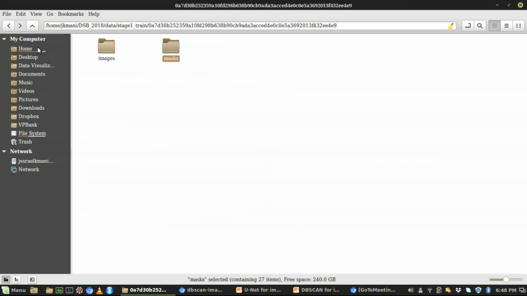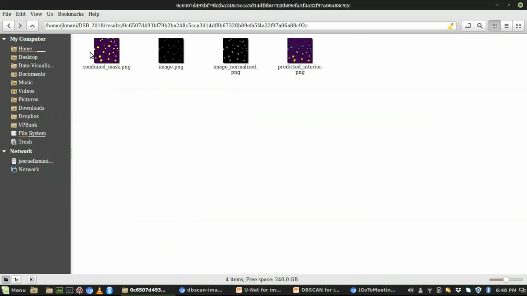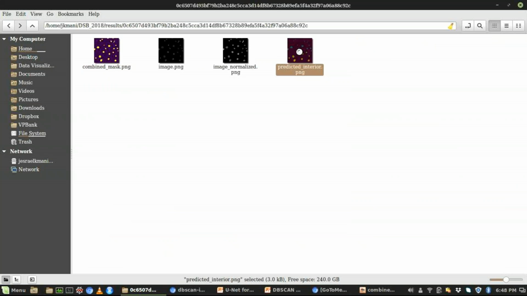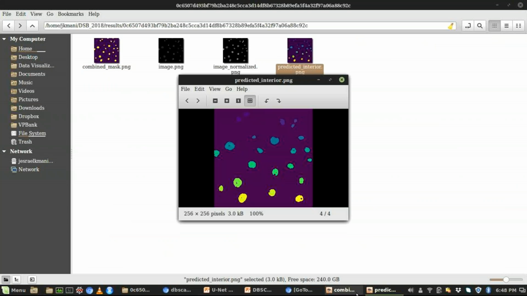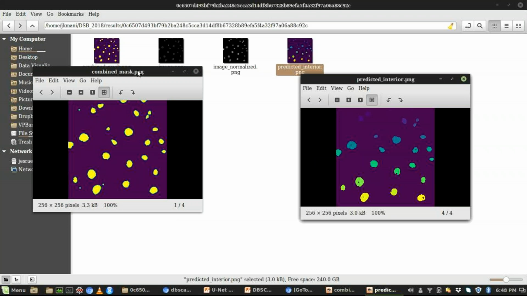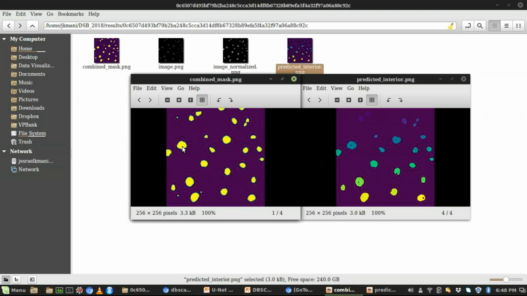A few more examples of segmentation results. So the combined mask is just the combined set of masks which are the training labels, and here is the predicted interior. Let's look at them side by side. So predicted interior is what I get from DBScan, and this is what it should be. What I get and what it should be.